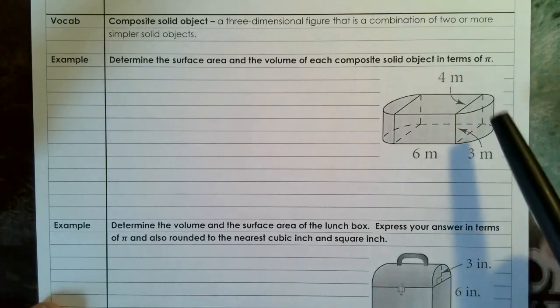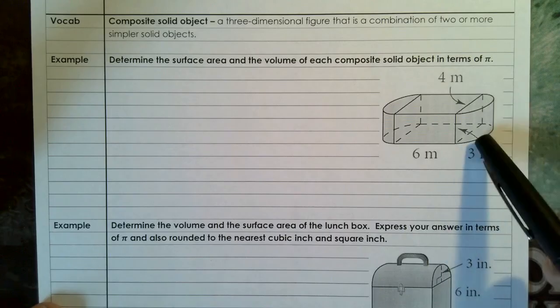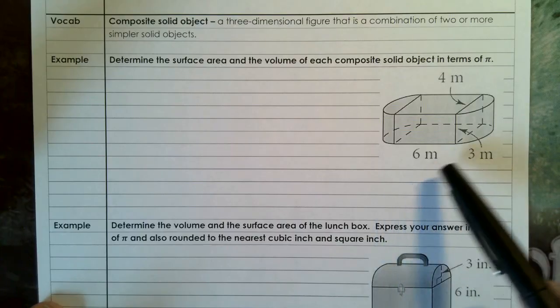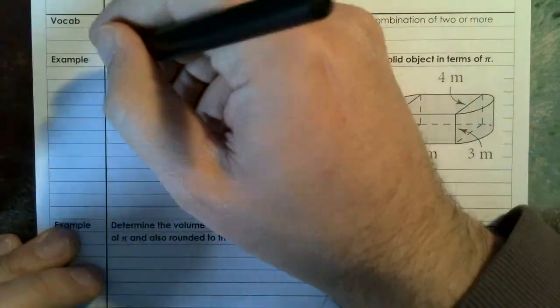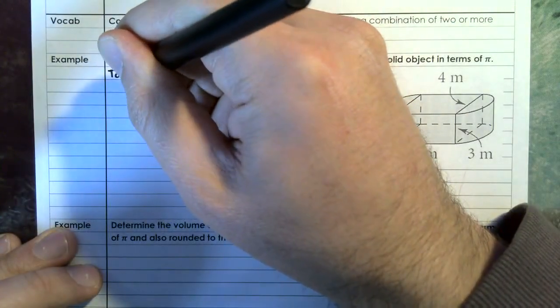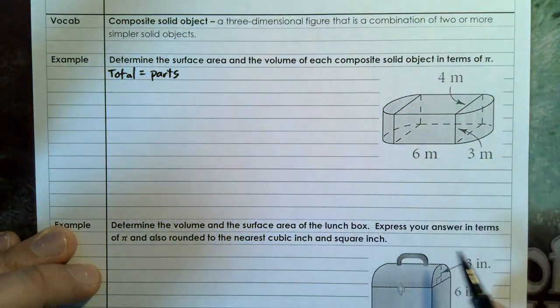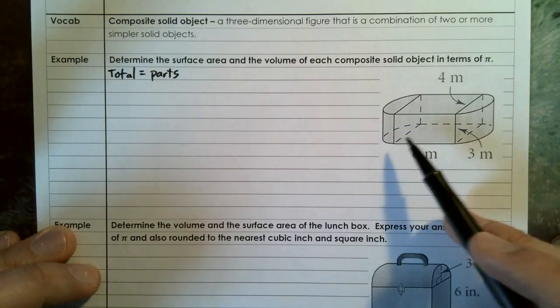So let's check that out. So I've got a composite solid object here, and I want to figure out its surface area and its volume. When I'm going after the surface area and volume of this thing, I might want to try to figure out, okay, what is sort of like my total equals parts for this shape. But I've got to be careful about overlaps between these different parts.